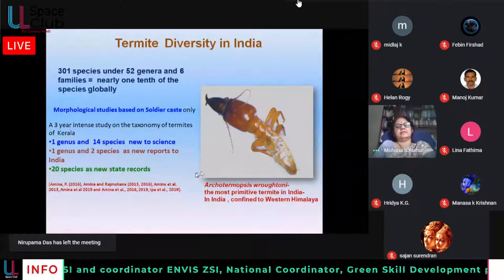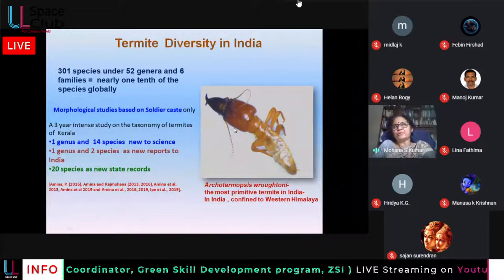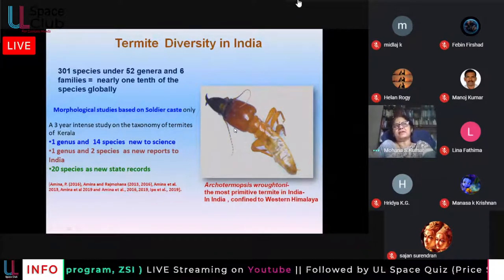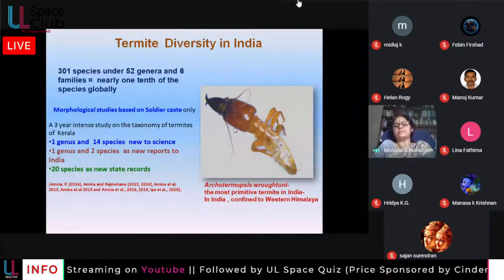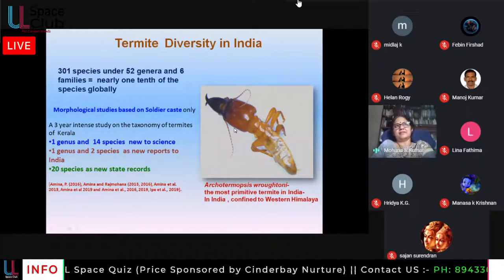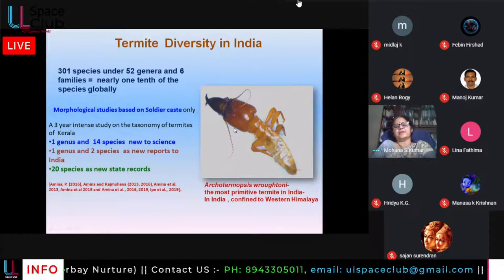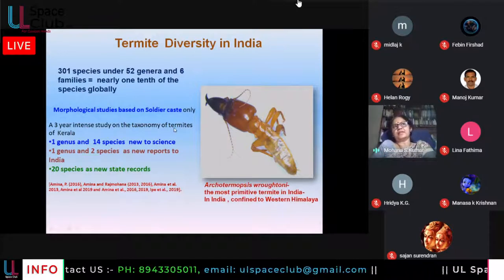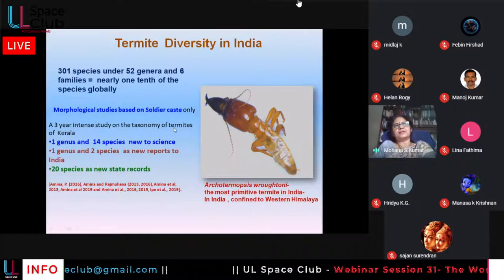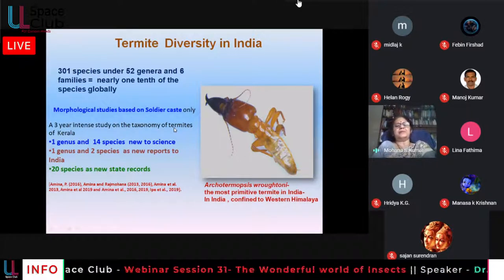Termites, very interesting group. How many of you know that the flies which come near the tube lights in the evenings during the rainy season are actually the flying form of termites. So termites are known for their caste system, means they have the soldier caste, worker caste, like the ants. Ants also have this division of labor.